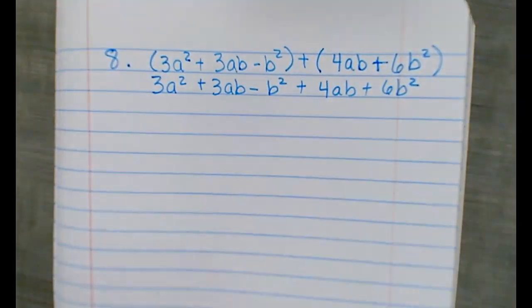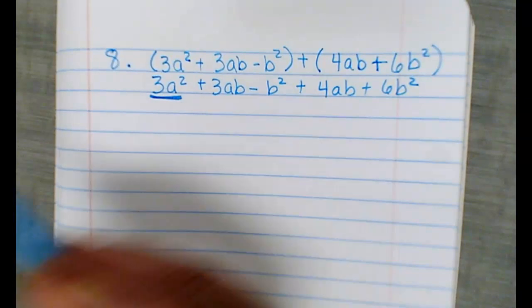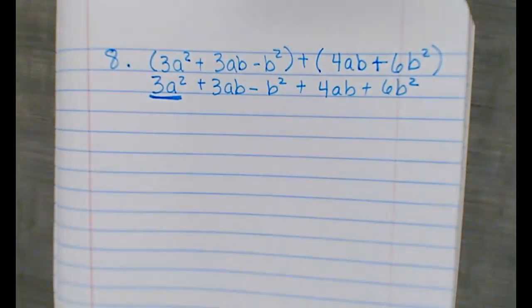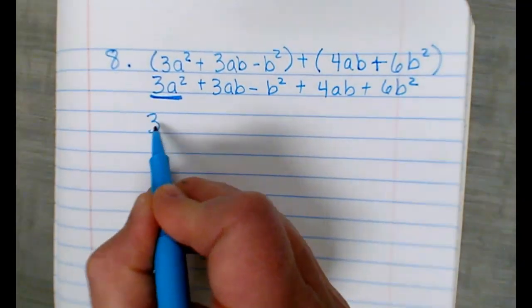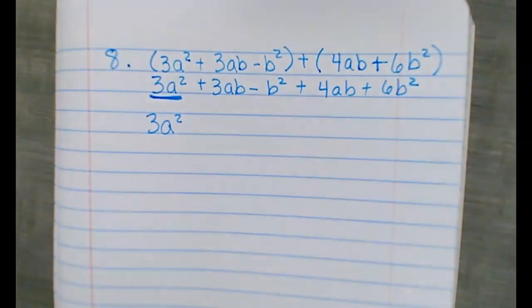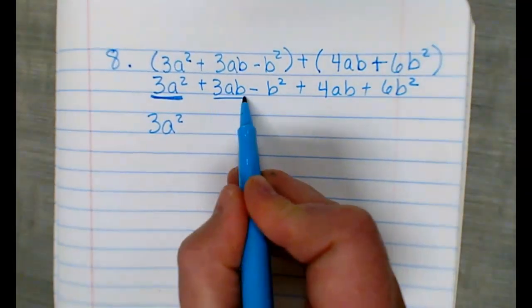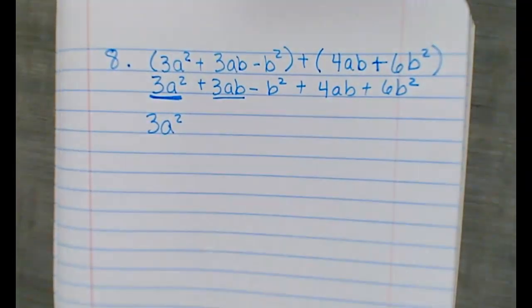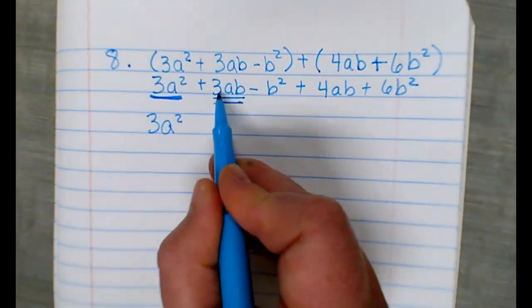Just drop the parentheses and then combine like terms. Do I have another a squared term? A is, of course, the first letter in the alphabet, so it would have to come first. This one has an a. It has a smaller power than a squared, so it's going to come next. Do I have another one that's going to go with this one?